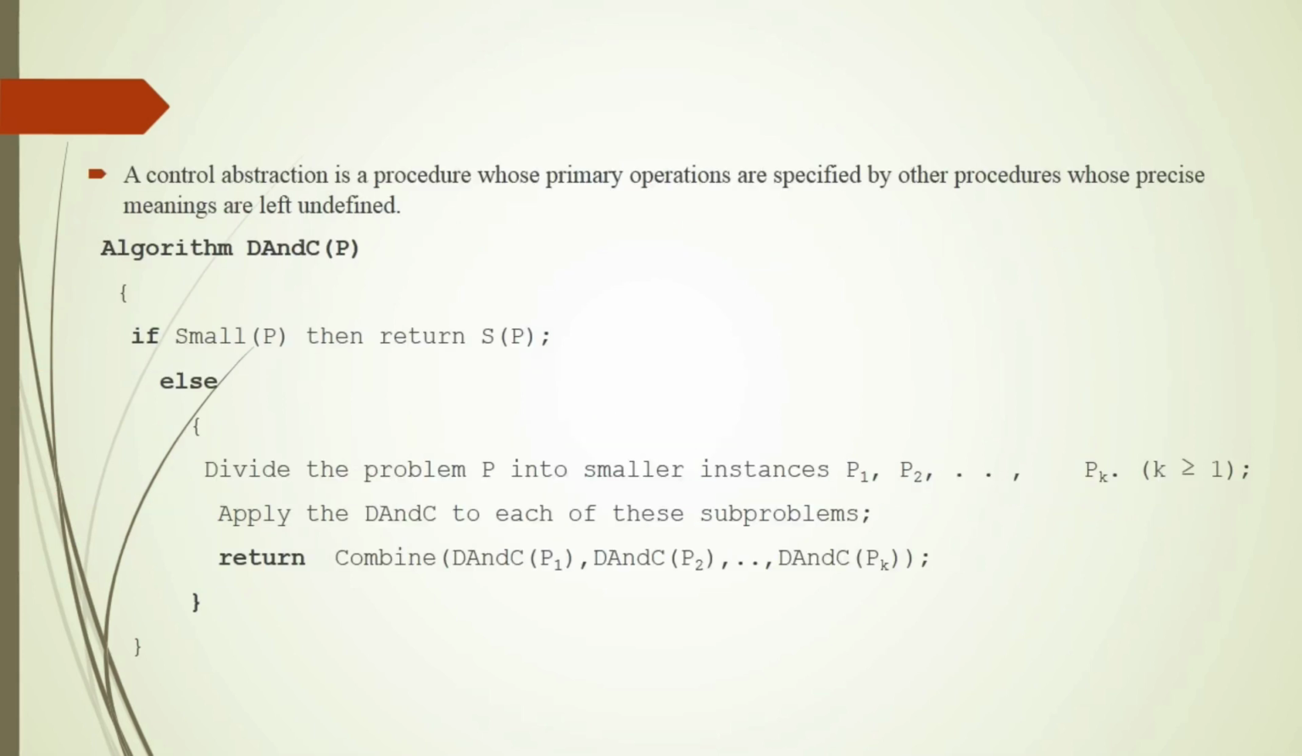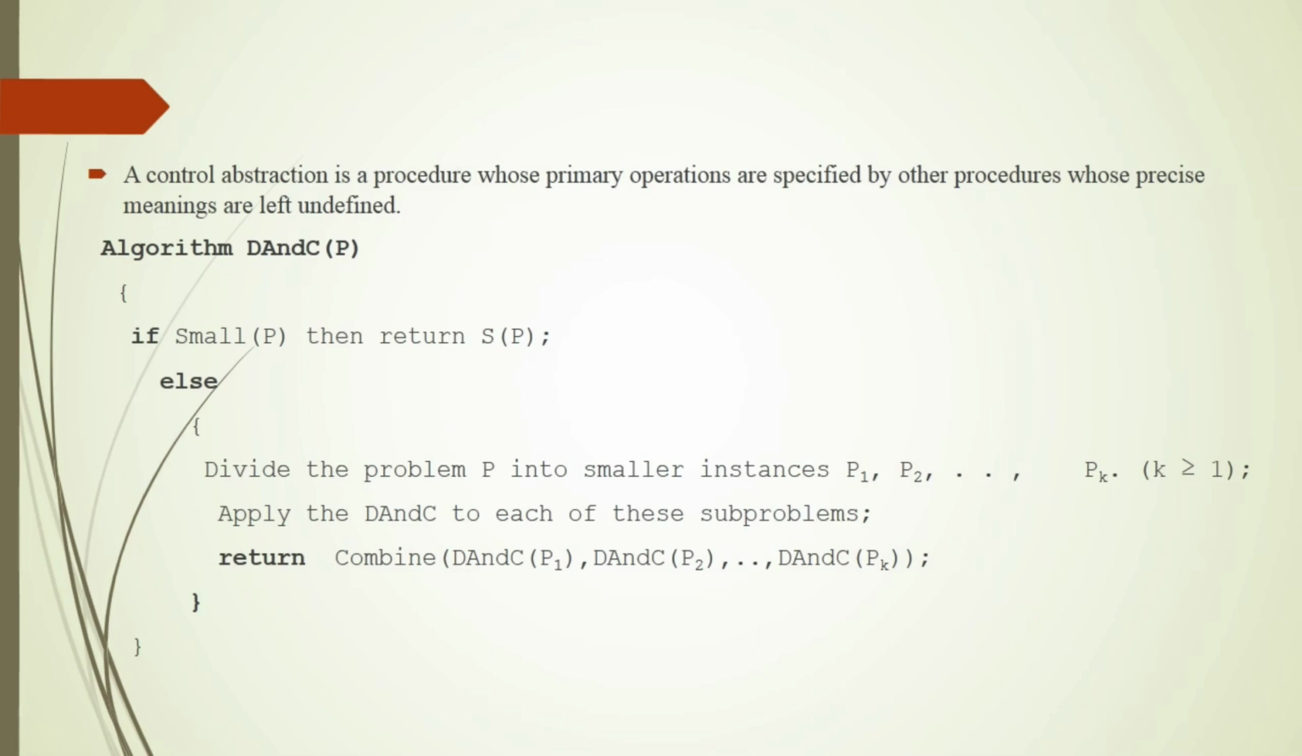A control abstraction is a procedure whose primary operations are specified by other procedures. That means you are defining it in terms of other functions whose actual meaning is not defined. So you're not telling exactly how the procedures or functions will work, but just telling in general terms. So here is an algorithm for the divide and conquer method for solving a given problem P.